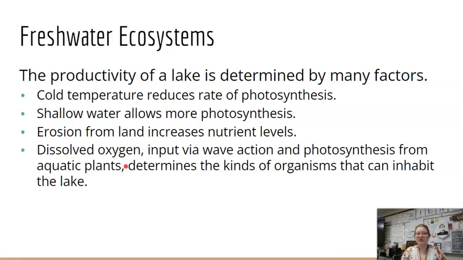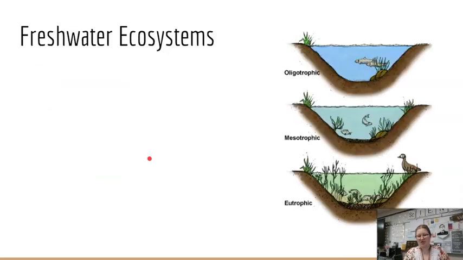And then dissolved oxygen, so fish need oxygen. Plants create oxygen underwater. They also use oxygen. But we get dissolved oxygen in lakes through wave action. So the waves create bubbles, which dissolve oxygen a little bit more into the water, and also photosynthesis releases oxygen from those plants. This determines the kinds of organisms that can inhabit the lake. Lots of oxygen is going to support different organisms than not so much oxygen.